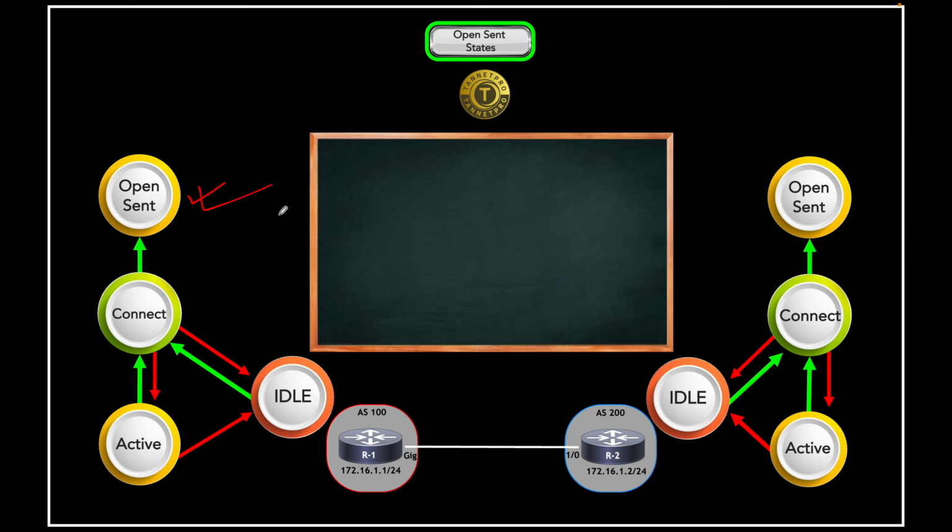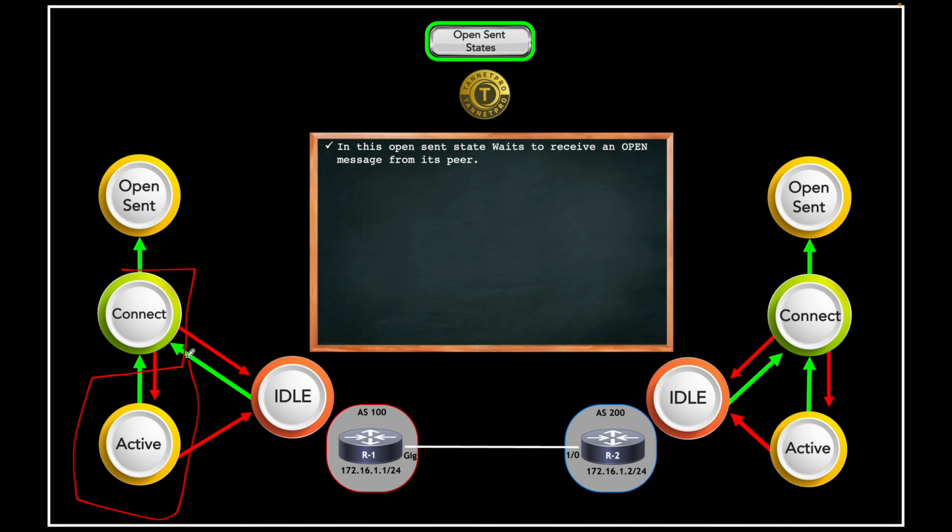So after lots of struggle by the idle state, connect state and active state, these three states actively work to establish a three-way handshake successfully. Then it moves to the open send, right? Now let's understand the open send. What happens basically over here? In this open send state, it waits to receive an open message. Try to understand again. Your connect state and active state sent an open message, but it has not received any open message from its peer yet, right? So in this state, it waits for the open message to be received, right?